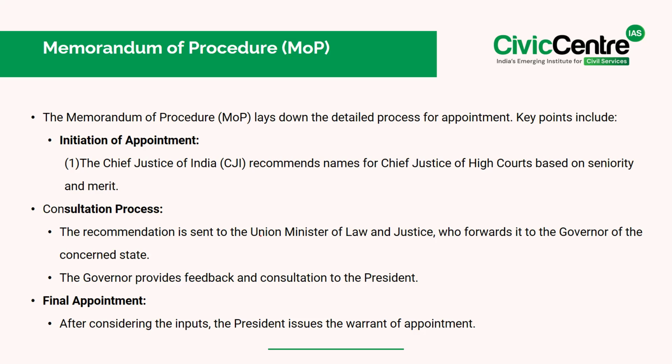See, the Memorandum of Procedure lays down the detailed procedure for the appointment. Some of the key points of this MOP include: firstly, the Chief Justice of India recommends the names for the Chief Justice of High Courts based on seniority and merit. Then, this recommendation is sent to the Union Minister of Law and Justice, who forwards it to the Governor of the concerned state. The Governor provides feedback and consultation to the President. Finally, after considering the inputs, the President issues the warrant of appointment.